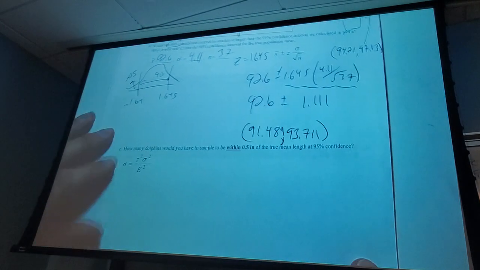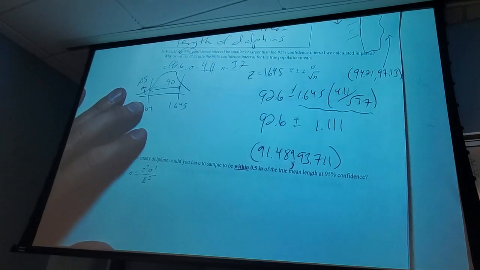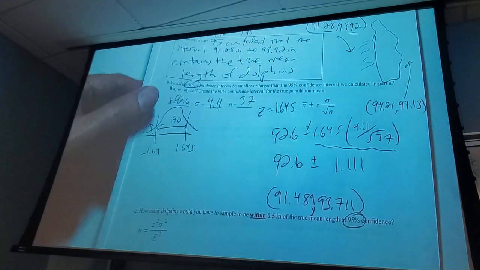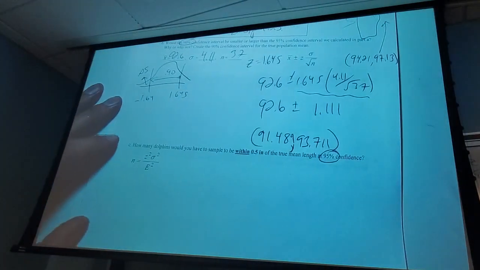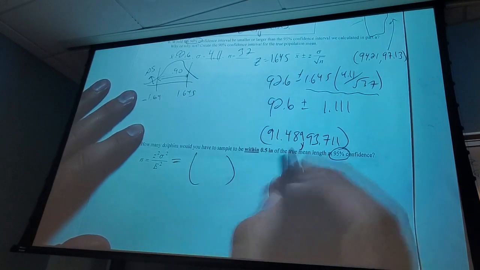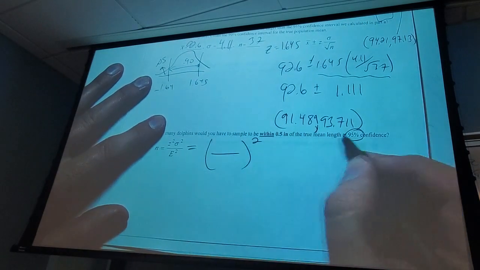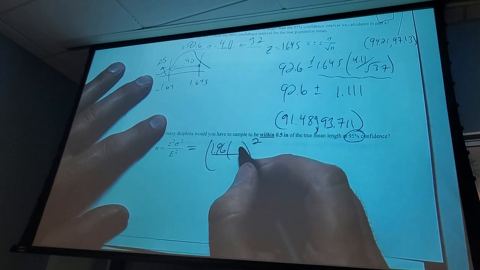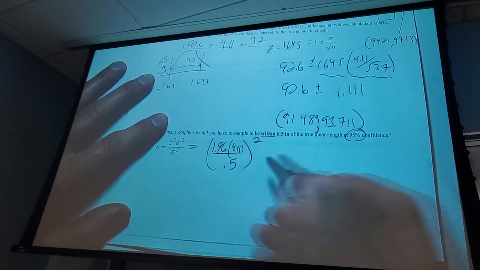And then finally, if our boss says, it's not good enough, I need you to be within 0.5, so I'm going back to 95%, right? I don't want you to be within 1.32, I want you to be within half an inch. So now I'm like, how many dolphins do I have to do that? And again, I like it better with the square on the outside. So for 95%, what was the z-score? 1.96. Standard deviation was 4.11, and I want the error to be half an inch.